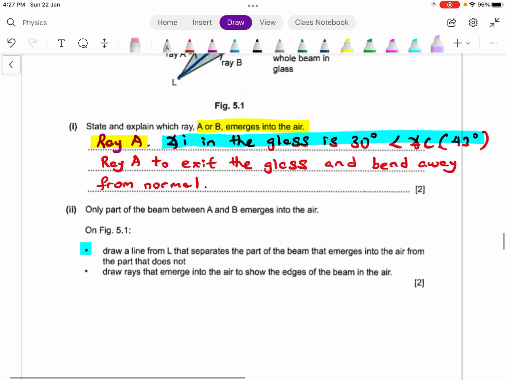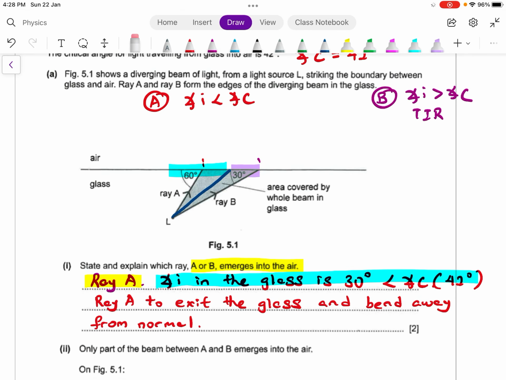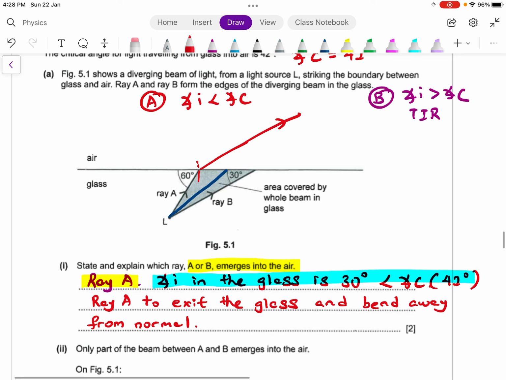Then the bullet point: draw rays that emerge into the air to show the edges of the beam in the air. So of course you see "draw rays", right? You cannot just draw one ray. You must draw a few rays. So let's draw a few rays to answer this question. First, maybe I draw 3 rays. The first ray I draw is ray A, bending away. Then you draw another ray, the purple ray, but you must make sure it bends further away from the normal. After that, you can also draw one more ray, maybe in green. I draw the normal, and you bend further away from the normal. Yeah, so these are the 2 points.